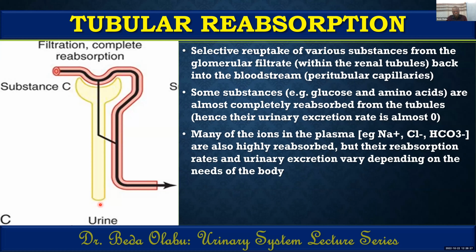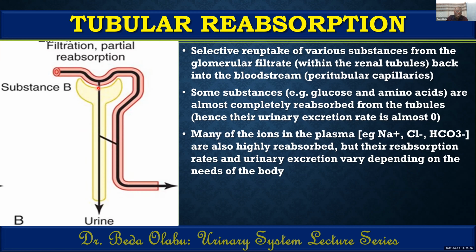However, there are a number of substances, and this applies largely to ions, which are usually reabsorbed, but at different rates. And so you still find them in the urine, but again, you still have a lot of them being reabsorbed. So things like sodium, chloride, bicarbonate are highly reabsorbed. Their reabsorption rates are different depending on the needs of the body. So such substances, even though they are reabsorbed, are still passed in urine. But that means that the amount passed in urine is less than what was filtered.